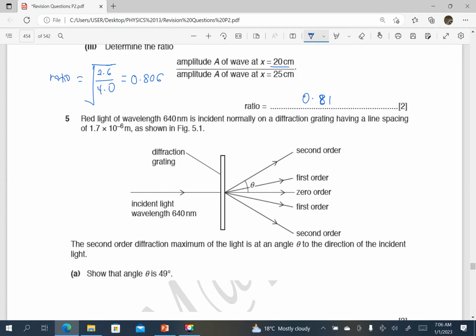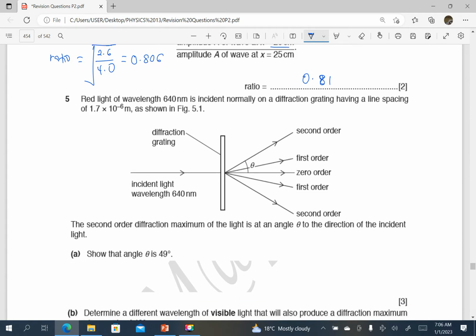Red light of wavelength 640 nanometers is incident normally on a diffraction grating having a line spacing of 1.7 times 10 power negative 6 meters. So that is line spacing. We normally use D for line spacing from a diffraction grating, the distance between two successive slits or lines. So D is 1.7 times 10 power negative 6 meters.